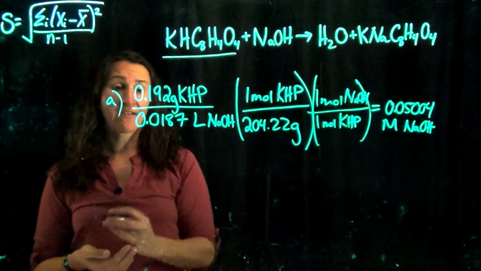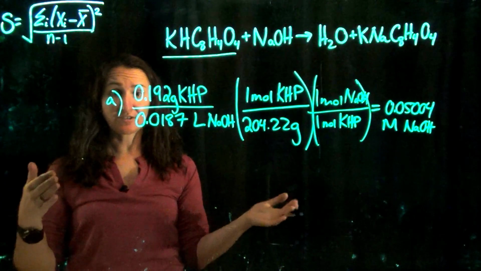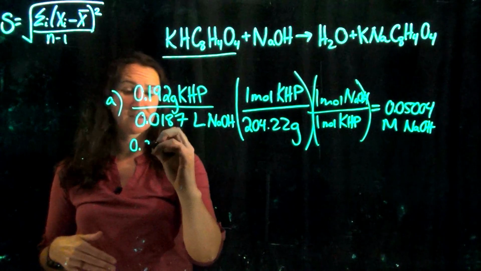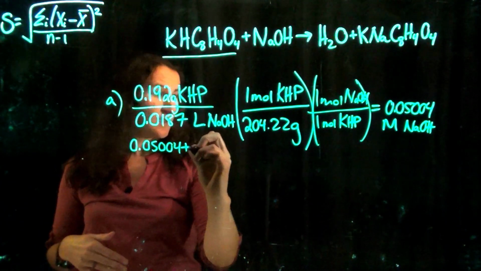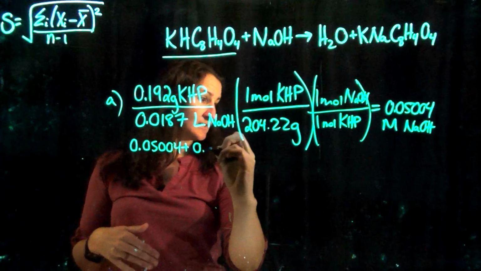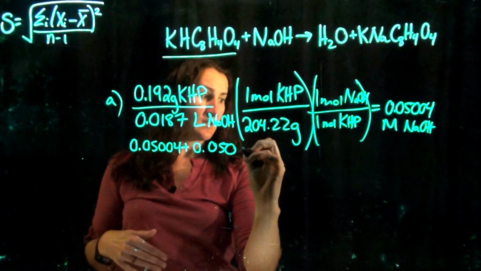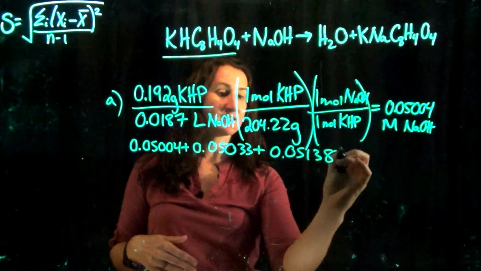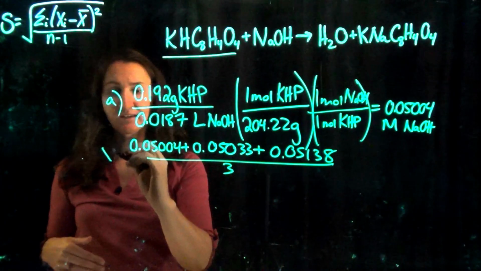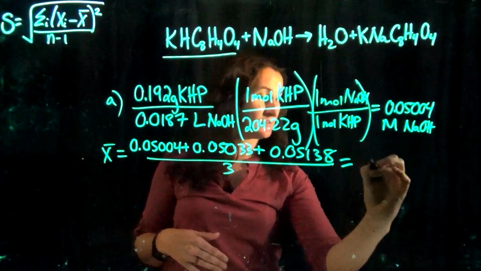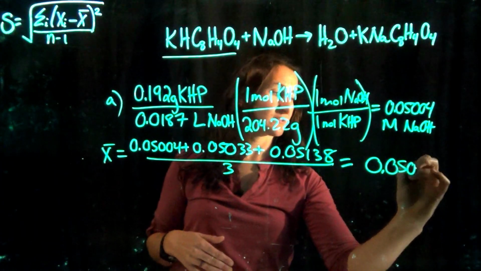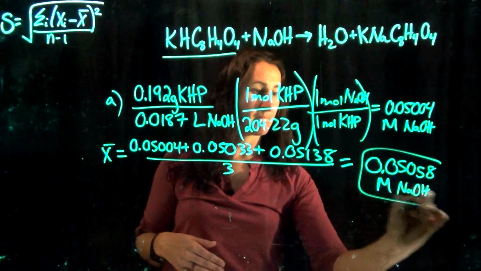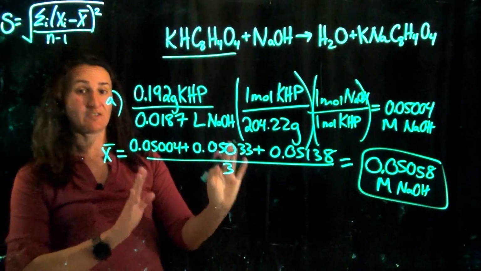Now, we are asked to find the average. Remember, average is just add up your 3 trials and divide by 3, or divide by how many trials you have. So in this case, we've got 0.05004 plus 0.05033 plus 0.05138, and all of that is going to divide by 3 to give us our average, which equals 0.05058 molar sodium hydroxide. And that is our final average molarity of sodium hydroxide.